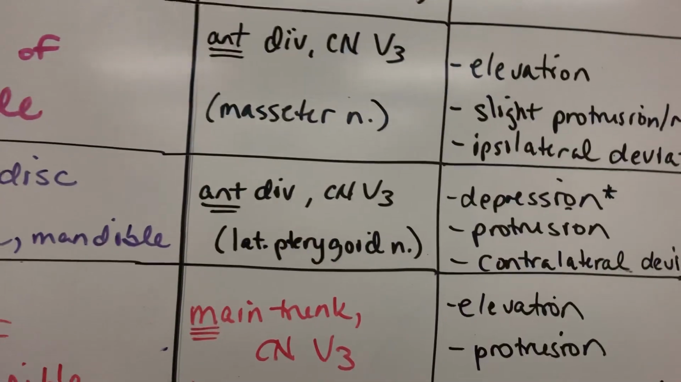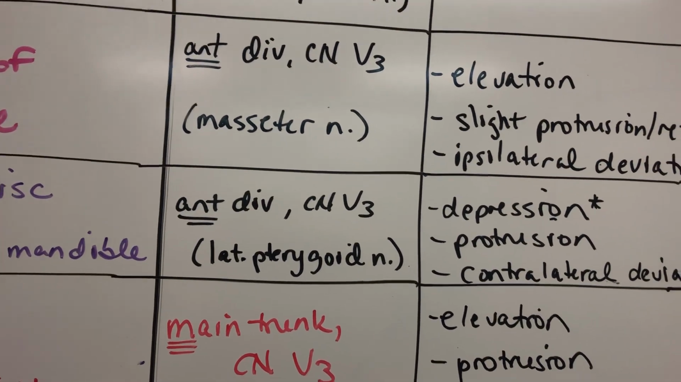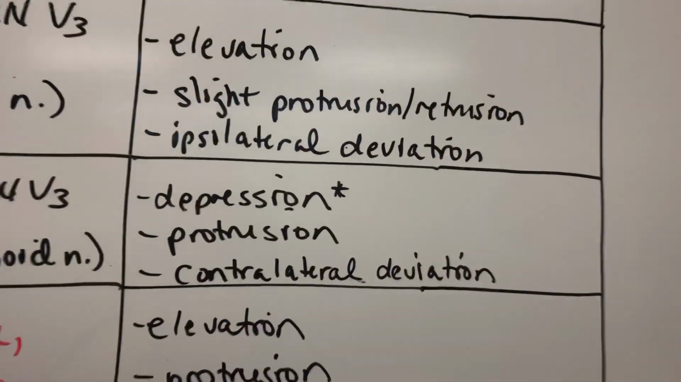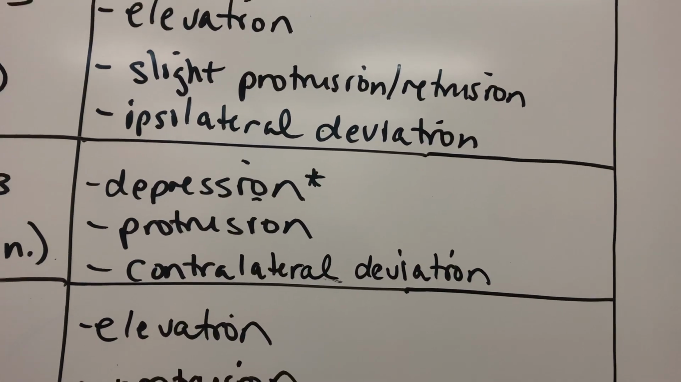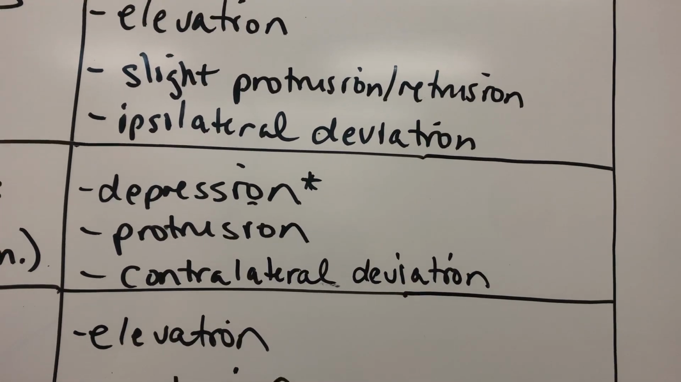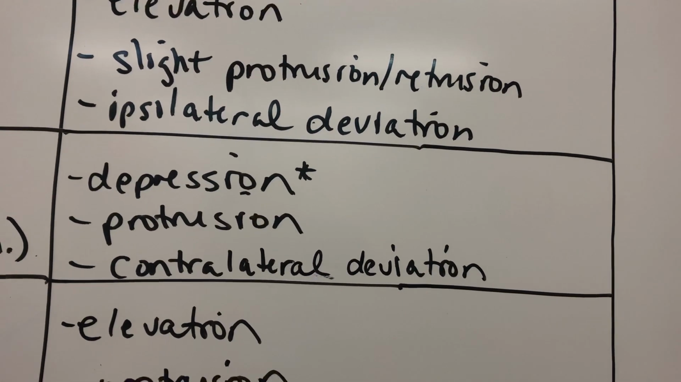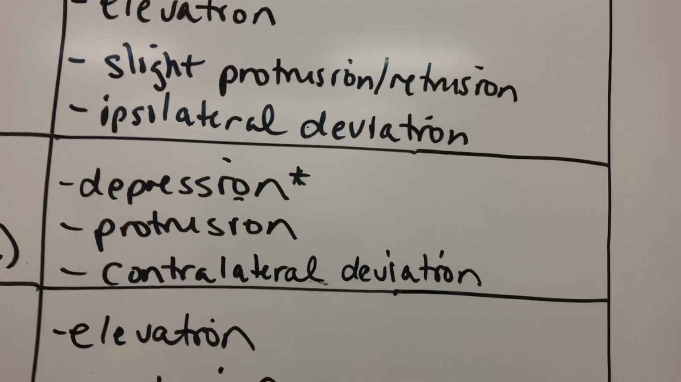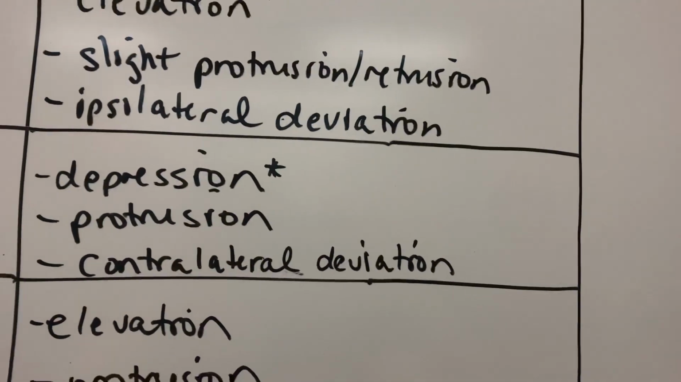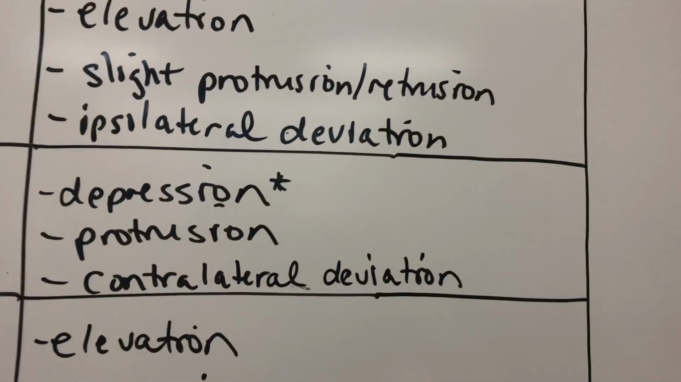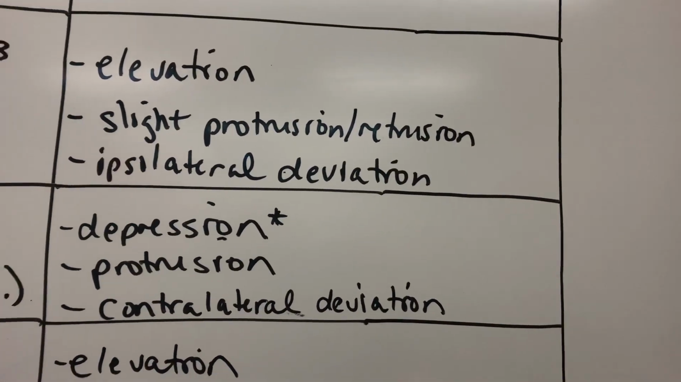Its innervation is still anterior division of V3, the lateral pterygoid branch, and this is the only major muscle of mastication that does depression, which is why there's a star here. It's often asked that this muscle will depress. It protrudes if it contracts bilaterally, and if it contracts ipsilaterally, it will do contralateral deviation, drawing the jaw towards the sphenoid and moving it to the opposite side of the location of the lateral pterygoid.